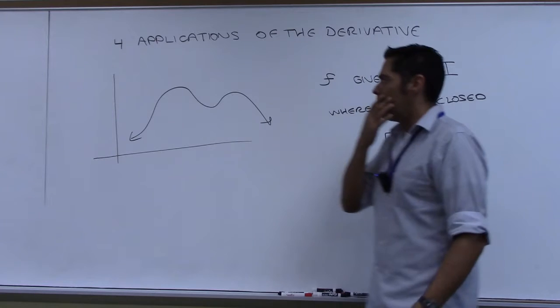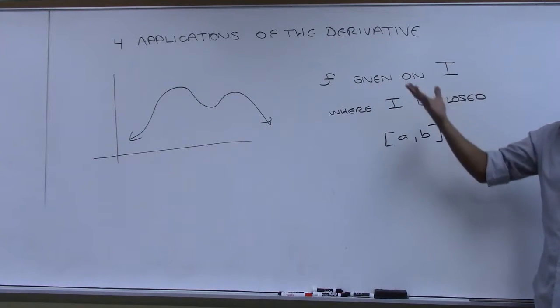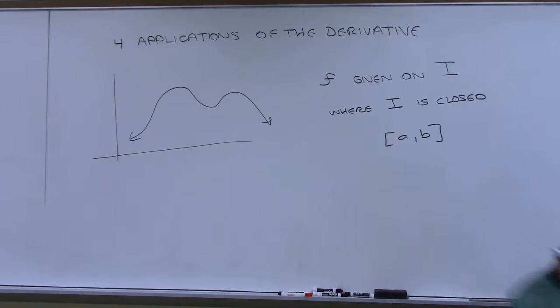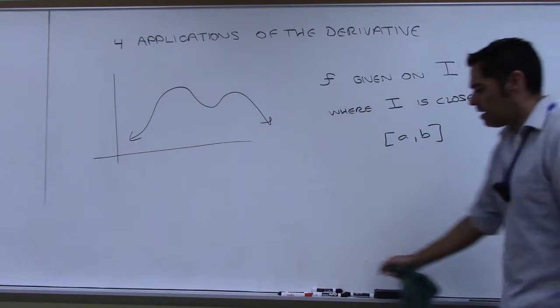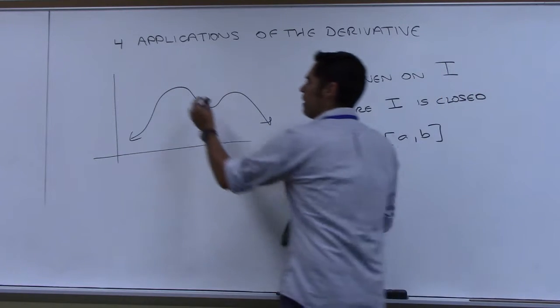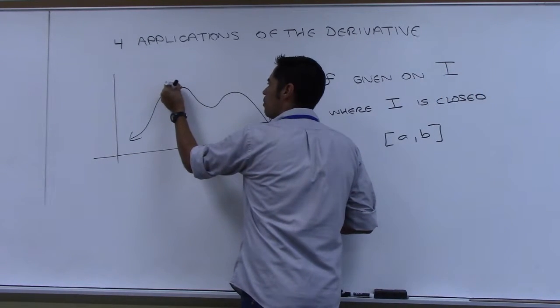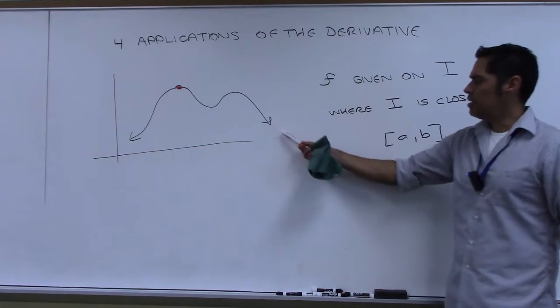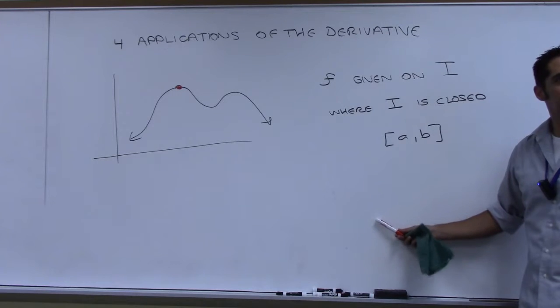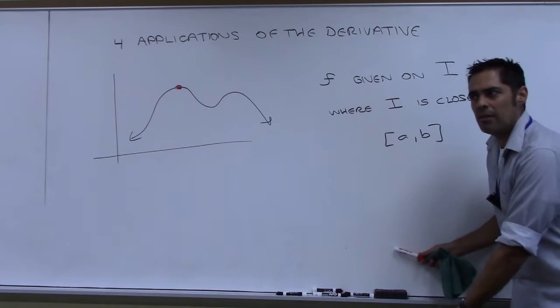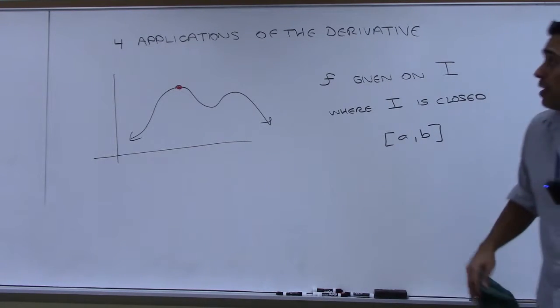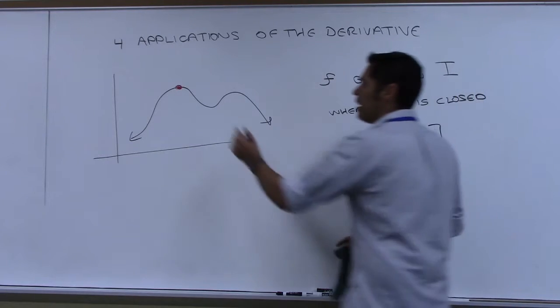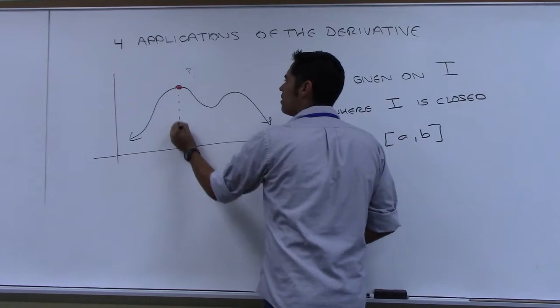Does this function appear to have a highest and lowest point? It does look like it has a highest point, right? Looks like maybe right around here we have a highest point. But lowest, no, it doesn't look like it, because this continues down forever, and so you're not ever going to have a lowest value to the function. So the question would be, can we find this point?